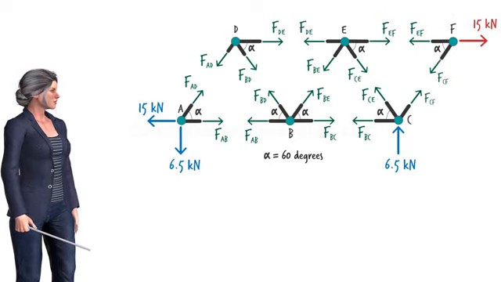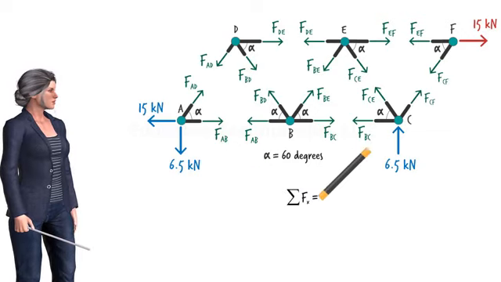Now that we have isolated and shown the member forces acting at each truss joint, we are in a position to start calculating the unknown forces. Since the truss is assumed to be in a state of static equilibrium, the equilibrium equations must be satisfied for each truss joint. What are the equilibrium equations?